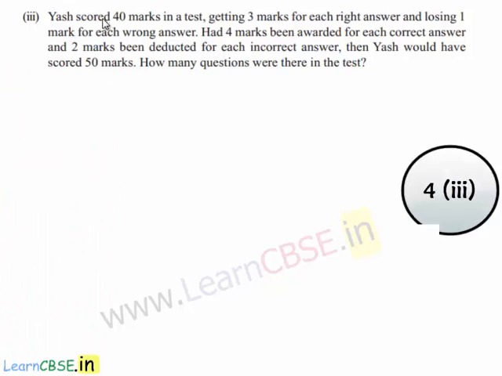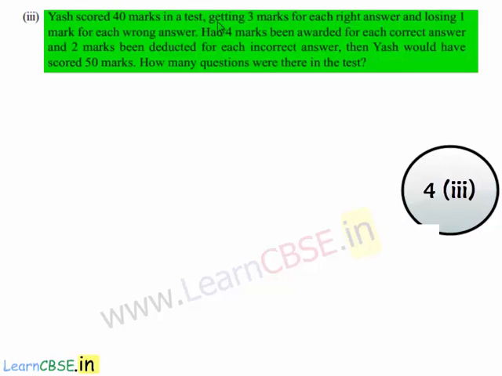Coming to the third bit, we have scored 40 marks in a test, getting 3 marks for each right answer and losing 1 mark for each wrong answer. Had 4 marks been awarded for each correct answer and 2 marks been deducted for each incorrect answer, then Yash would have scored 50 marks. How many questions were there in the test?